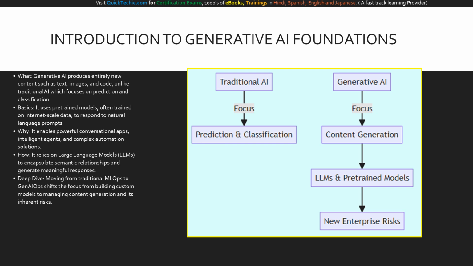But the most critical part of this diagram is the final node, new enterprise risks. Because these models generate content dynamically rather than selecting from a pre-approved list of answers, they introduce entirely new vectors of risk into your business workflows. This visual serves as our roadmap for today. We must understand that adopting the technology in the middle right inherently means we must build safeguards for the node at the bottom. In the following slides, we will break down exactly what these new enterprise risks are and how you can architect your systems to overcome them effectively.